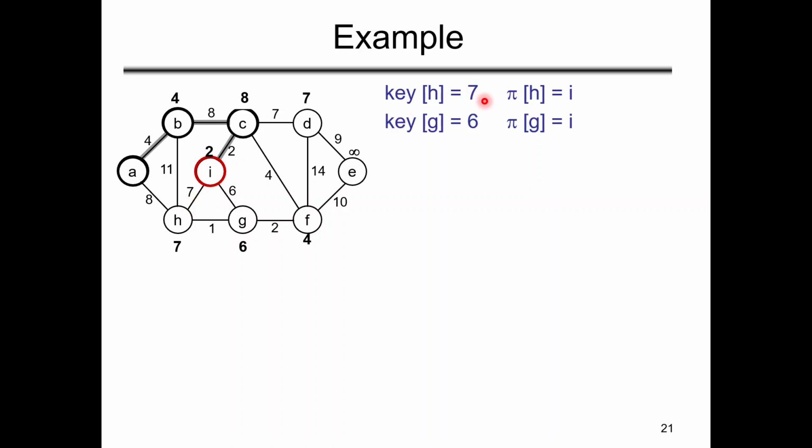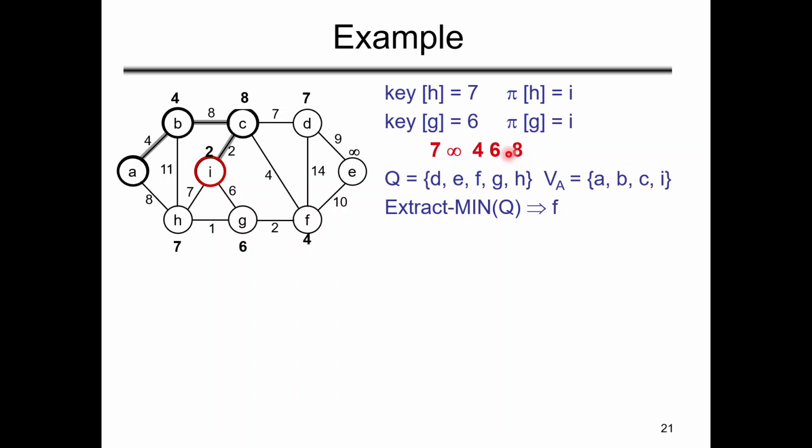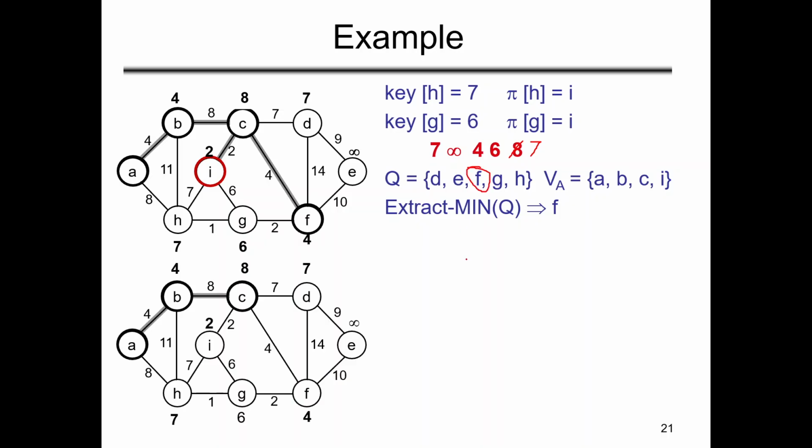7 has been taken. And then from I to G, it is 6. There are only two nodes connected, so 7 and 6 for H. Previously it was 8, it should be 7 over here. Now which one is minimum from here? The value called F is minimum. So we will take F.